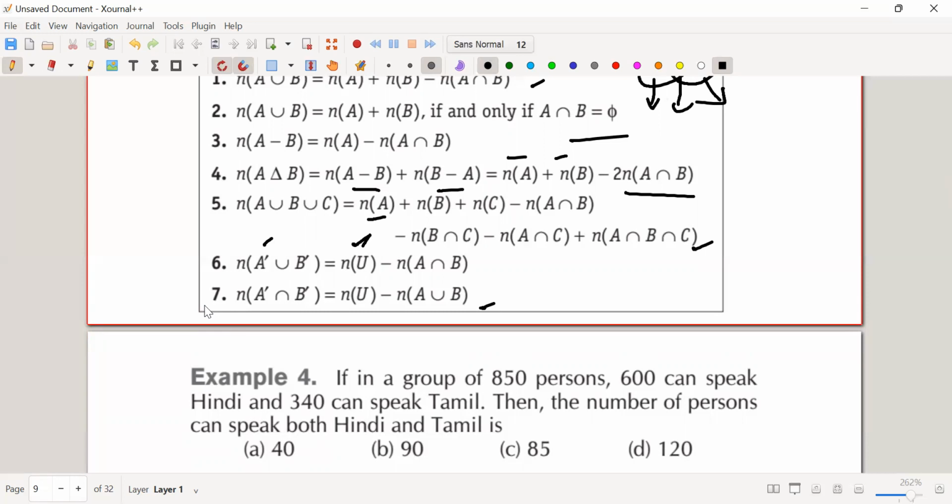Okay. 600 plus 340, don't consider those Hindi, Tamil and everything. When we get the data, it will be 940 minus 850. You first subtract it immediately, then you get to the result. Totally 940. Subtract that 850, then the remaining.